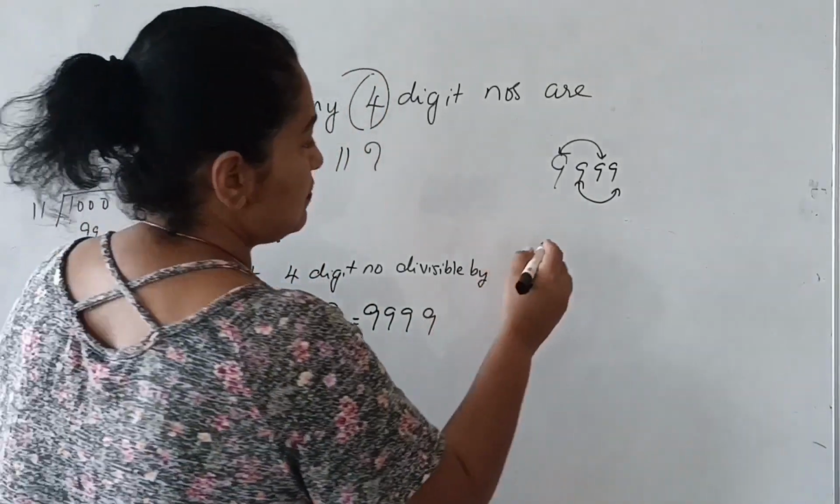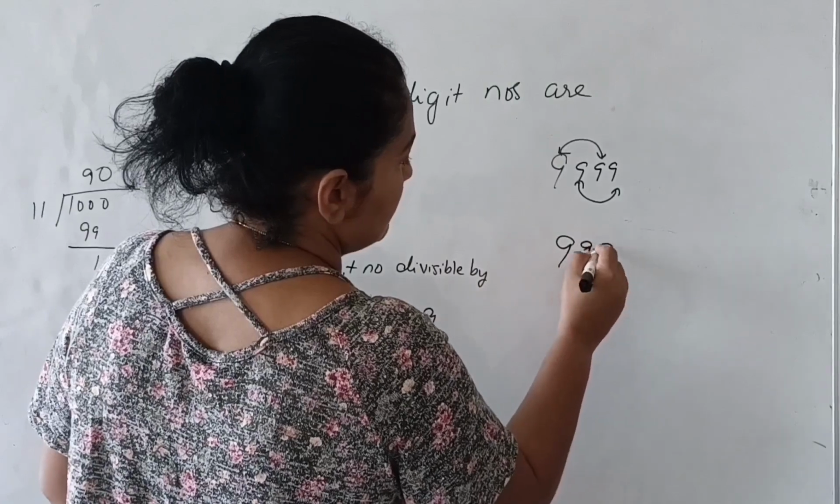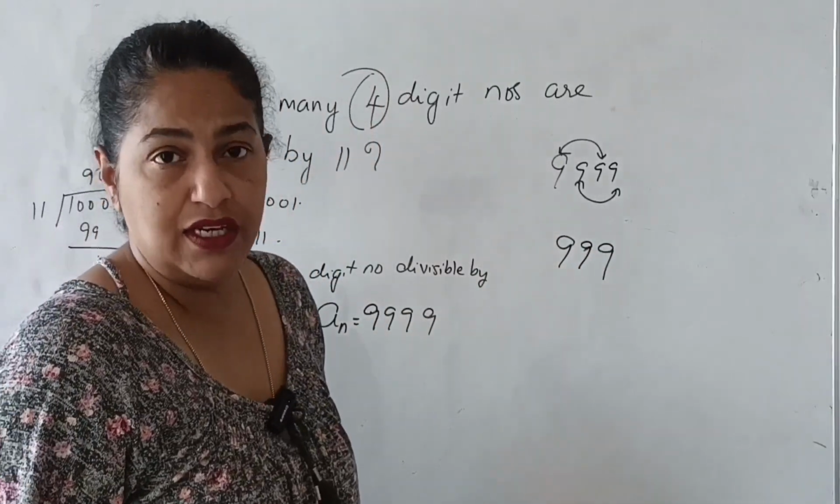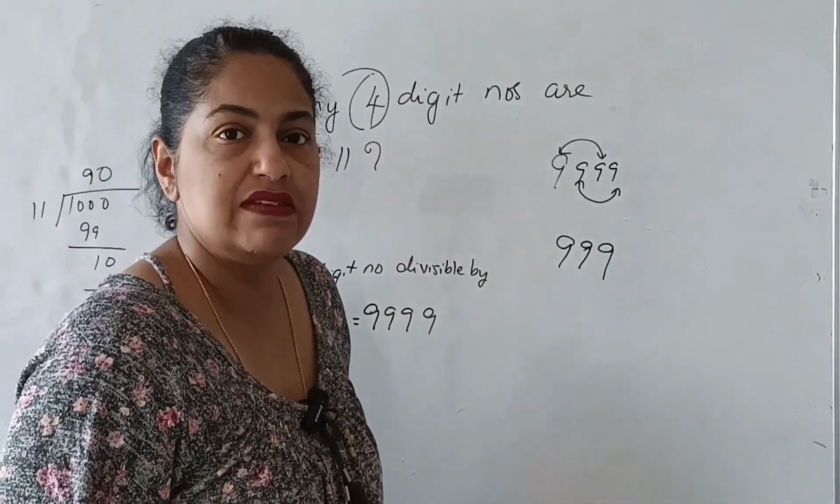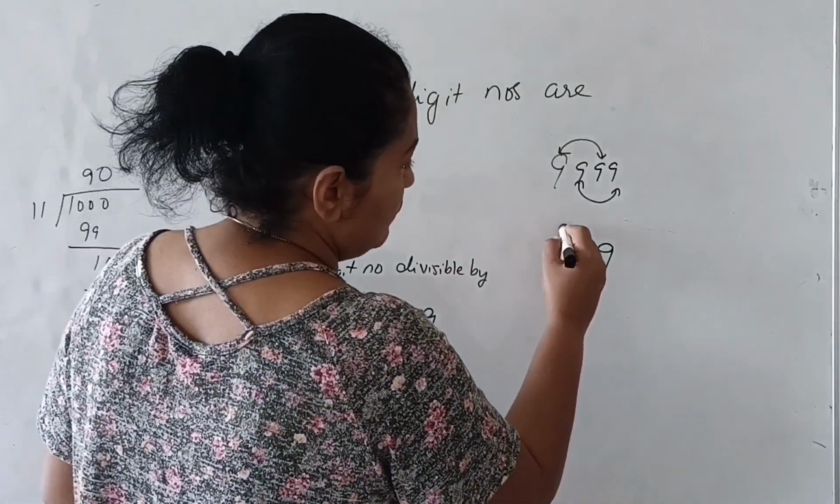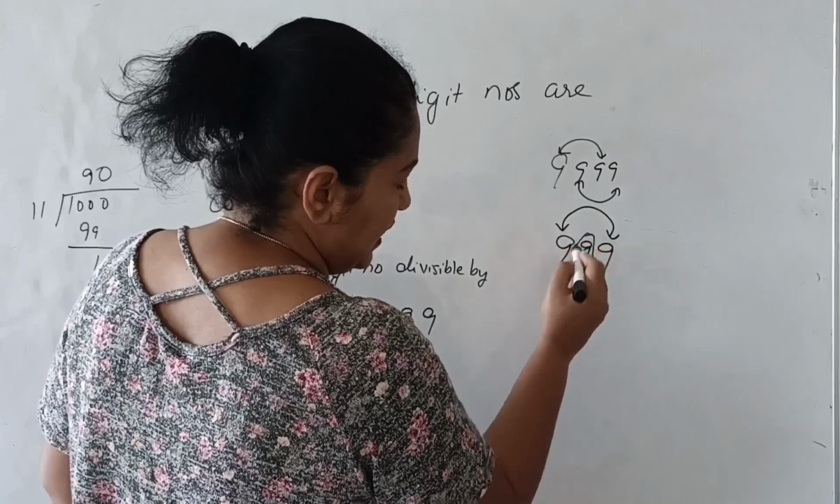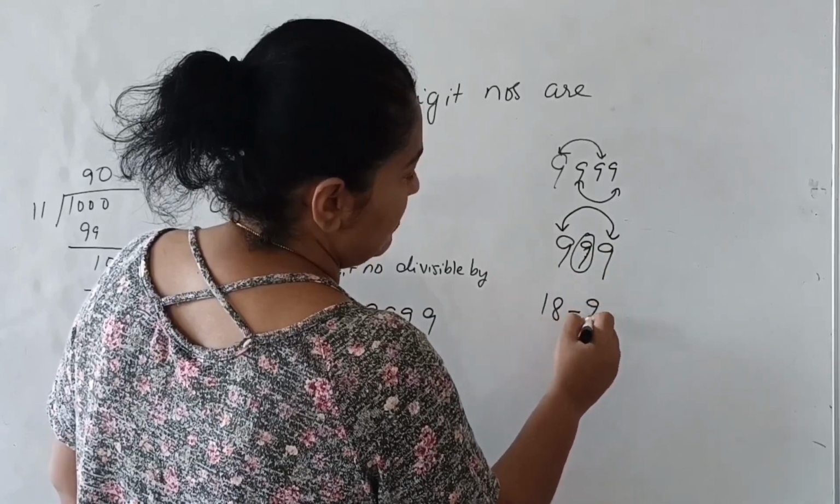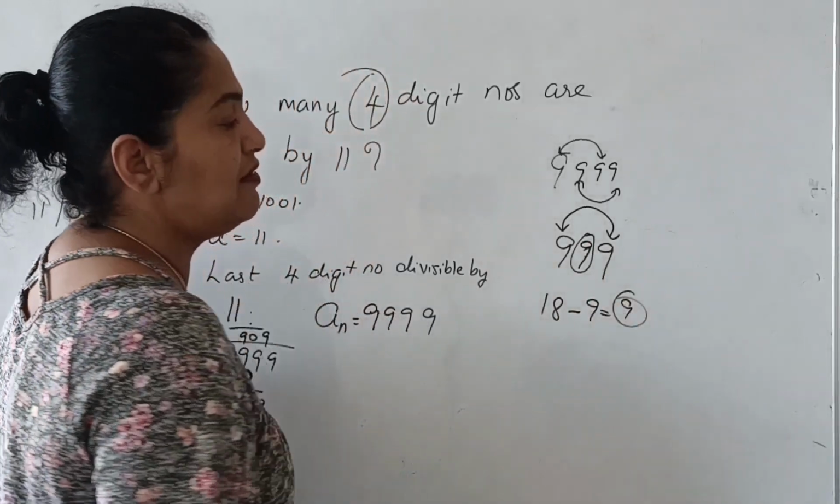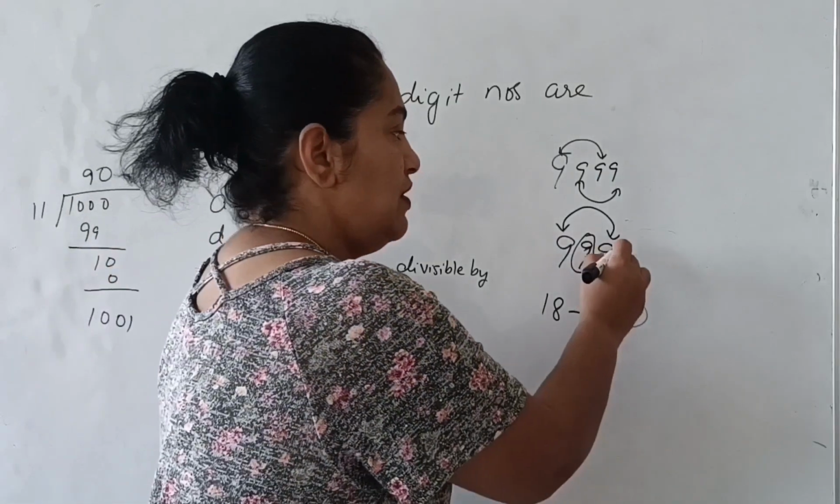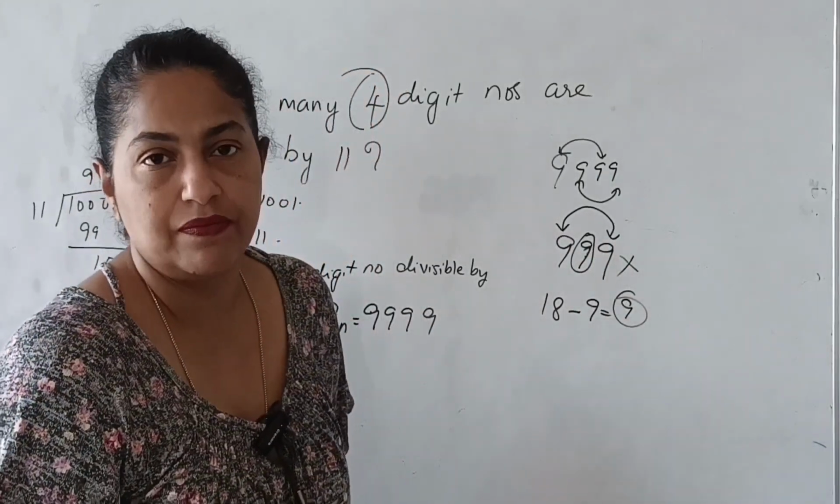For example, 999. Let us see whether it is divisible by 11. Take the sum of the alternate digits. Now this does not have a pair, so it has only 9. 9 plus 9, 18, minus 9 will give me 9. 9 is not divisible by 11. So this number is not divisible by 11.